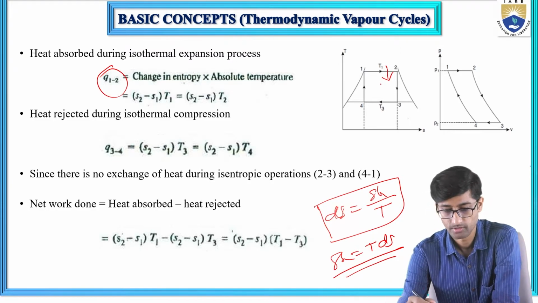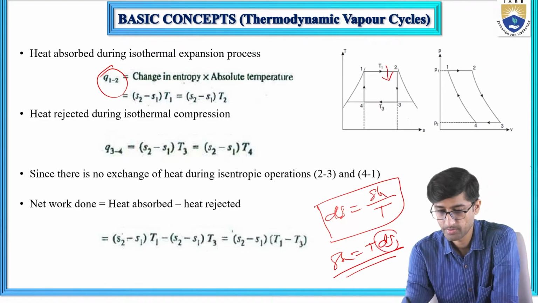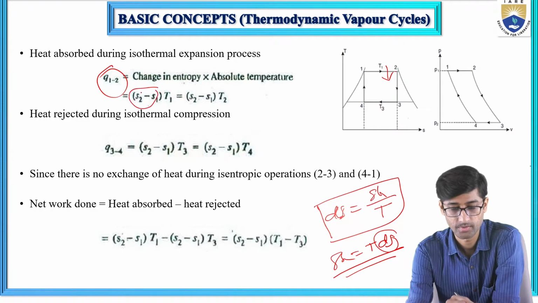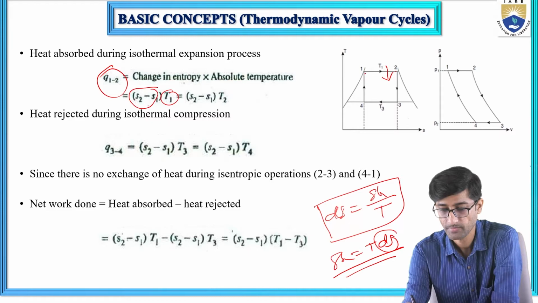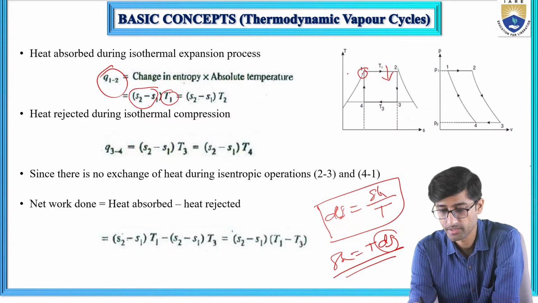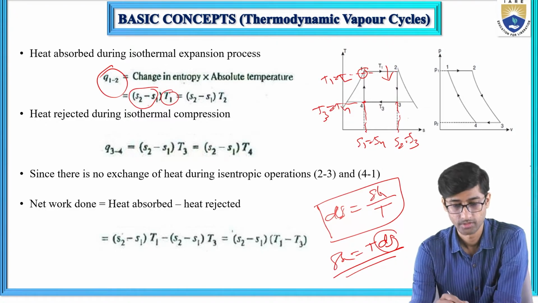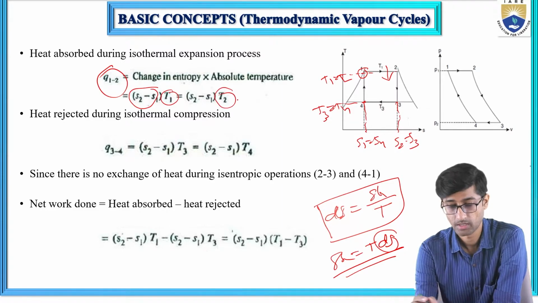What is the heat absorbed here? Q12 is equal to the change in entropy, considering the process 1 to 2, so S2 minus S1 into temperature T1. Or we can say, this is an isothermal process, so T1 is equal to T2, and T3 is equal to T4. And for the isentropic expansion and compression processes, S1 is equal to S4, and S2 is equal to S3. So the heat absorbed is S2 minus S1 into T1, or you can write S2 minus S1 into T2.